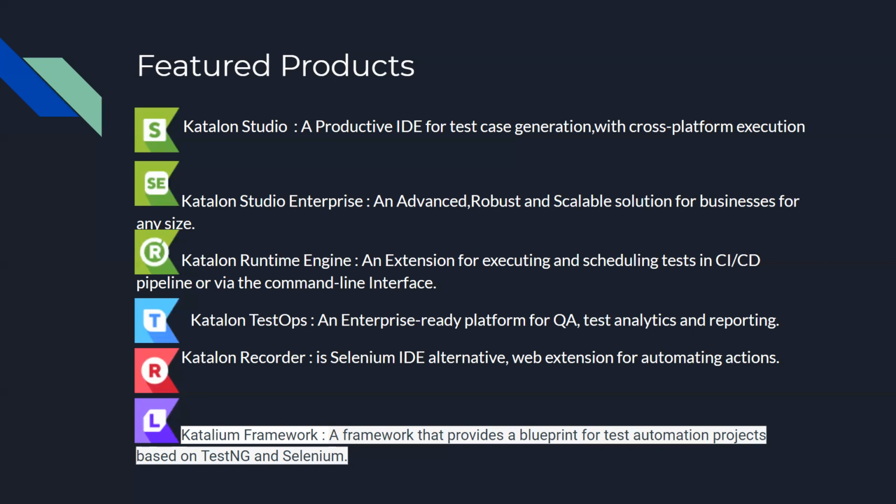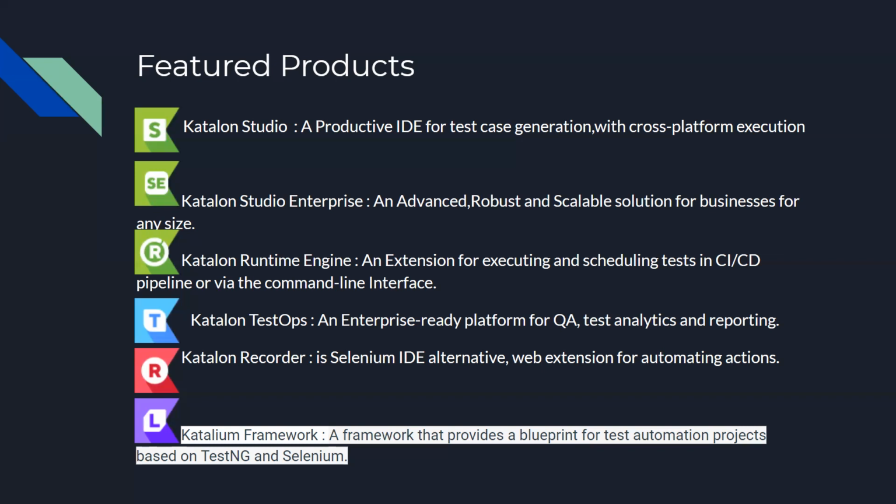Katalon Recorder is our new Katalon featured product. Katalon Recorder is basically an alternative for the Selenium IDE. As a beginner, you don't know how to write your script. You don't know what action you need to write for a particular element. So you can simply record your automation actions in that. You can write your test cases with the Katalon Recorder, and you can record all the automation actions in that.